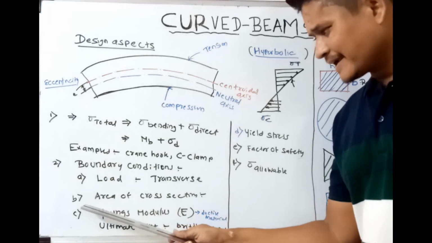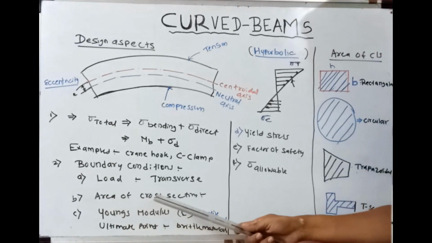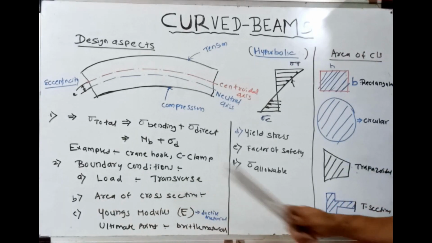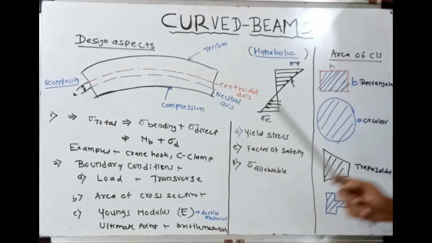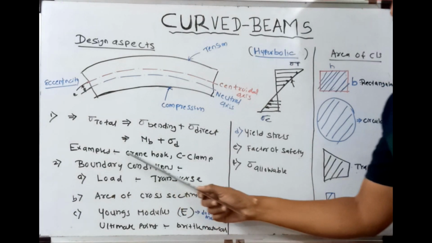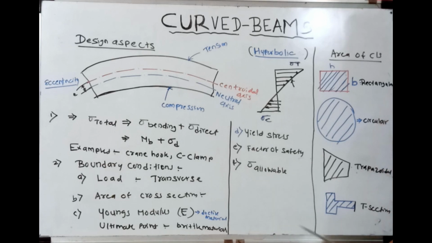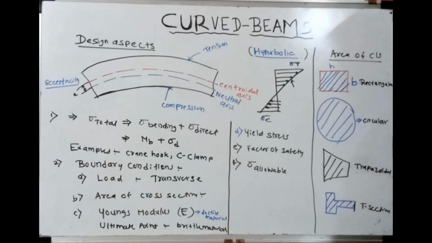The second aspect you are going to consider when designing a curved beam is the area of cross section. It may be a rectangular section, a circular section, a trapezoidal section, or a T section. The best examples of curved beams are the crane hook, which you see in your day-to-day life used to carry very heavy things, and the C-clamp, which is used for holding machines or items in its jaws or hooks.